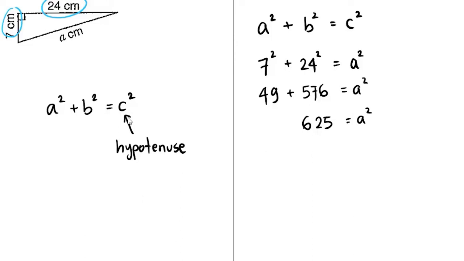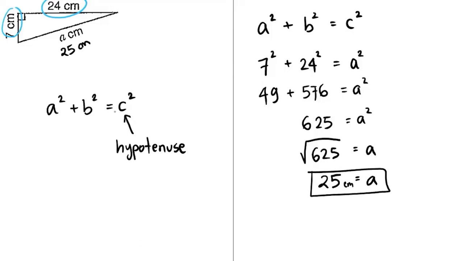Taking the square root on both sides, the square root of 625 is equal to a. And so, if you put that number in your calculator and find the square root of it, what you get is 25. So that is the value of a. Now since we work in centimeters, I would say that a is 25 centimeters. That's how you solve a problem using Pythagoras' theorem.